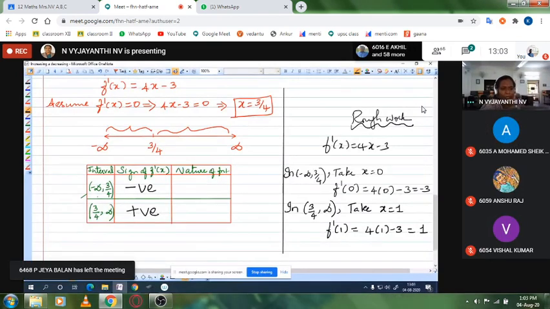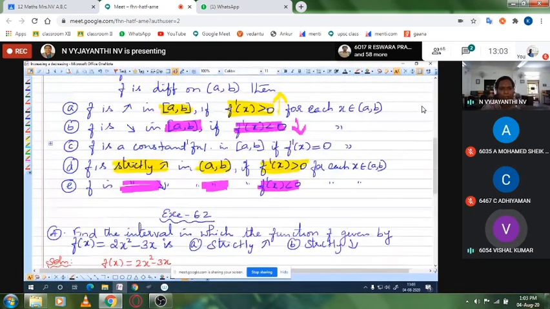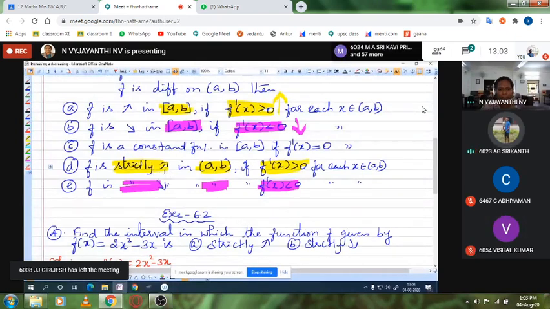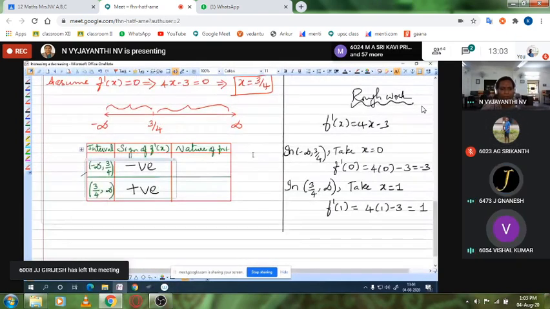So if it is negative in the open interval, what is the nature of function? In the open interval, if f dash is greater than 0, what is the definition? Strictly increasing.